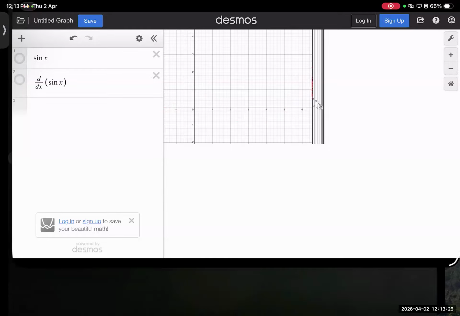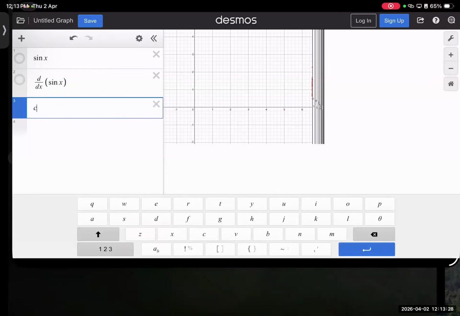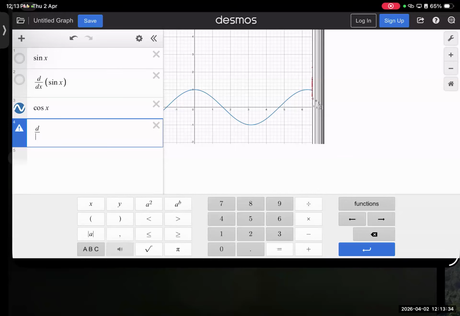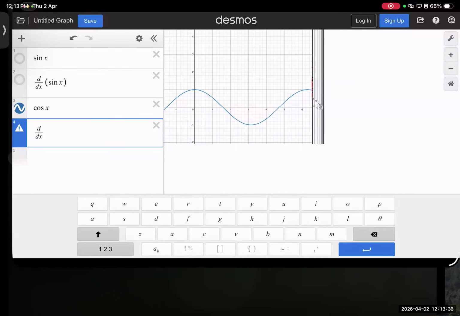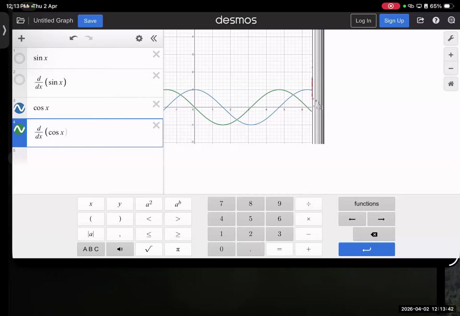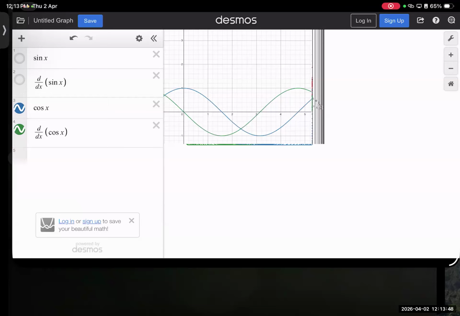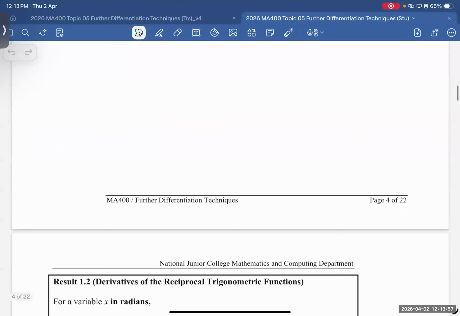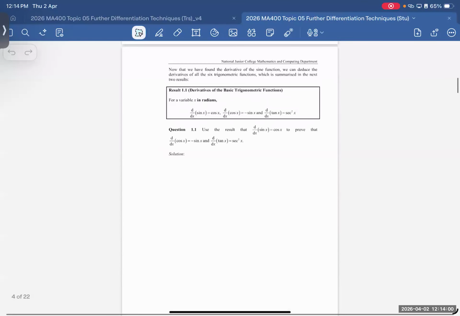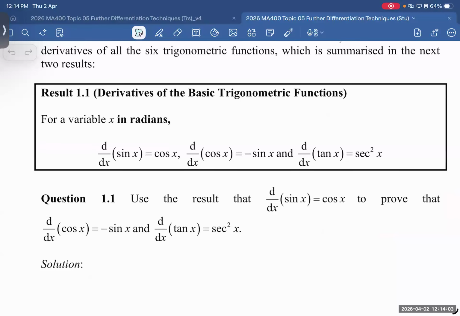Not today. Now you look at cosine graph. Now if I show you the derivative of cosine, what do you see? Can you see it's negative sine x? It's like sine x but reflected about the x-axis. So sine and cosine, you're not tested on how to prove it. You are just tested on how to use. If they show you the derivative of sine, you must know that's cosine. Cosine is negative sine.